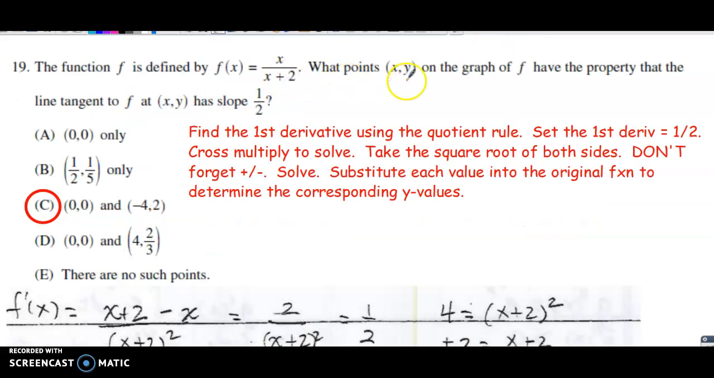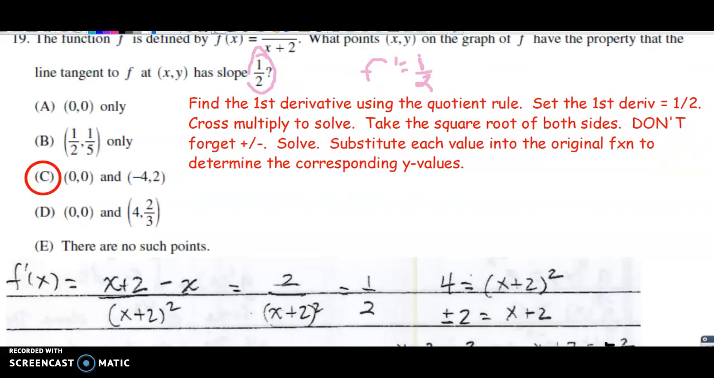Number 19, we have f original, and we want to know what points on the graph have the property that the line tangent has a slope of 1/2. So this is really just a fancy way of saying when is f prime equal to 1/2. So we find the first derivative using the quotient rule, down d up minus up d down over down down. You can see that in my work below. We have to clean it up.